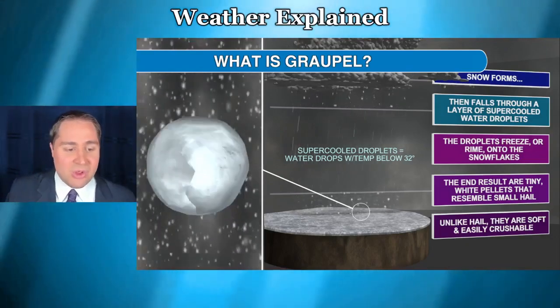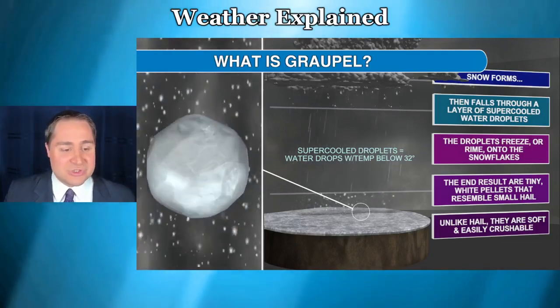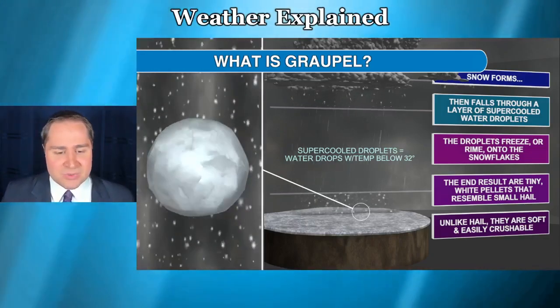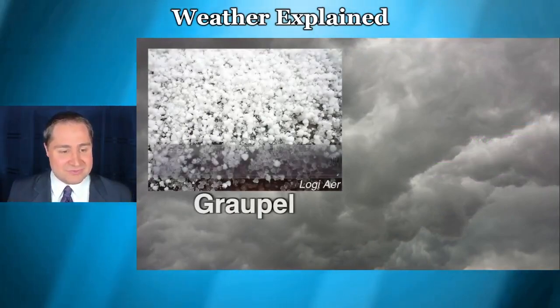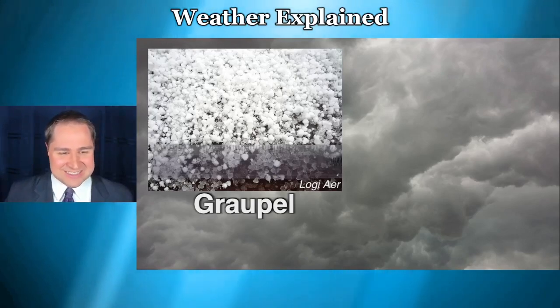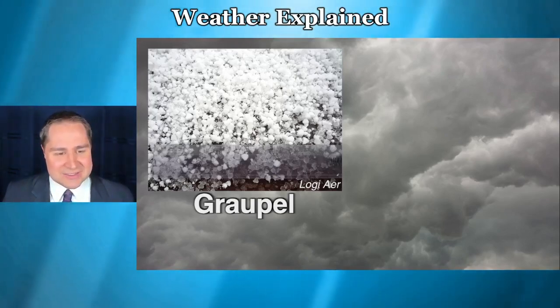So if it's small, white, and hard, it's hail. If it's small, white, and soft, it's graupel. So when graupel's laying on the ground, this is what it looks like. And really the best way to describe it, if you ask me, is Dippin' Dots. White pieces of Dippin' Dots. These tiny white pellets of snow and ice.